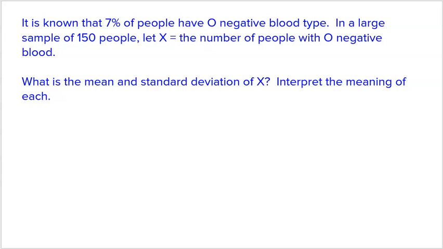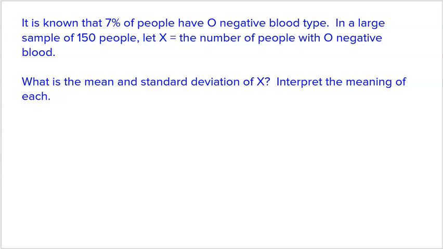All right, let's look at one more example. Let's kind of put everything together here and make sure you realize how easy this all is. All right, if we know that 7% of people have O negative blood type, in a large sample of 150 people, let's let X be the number of people with O negative blood. Now, first, I am not going to ask you to make a probability distribution. Can you imagine how big that would be?